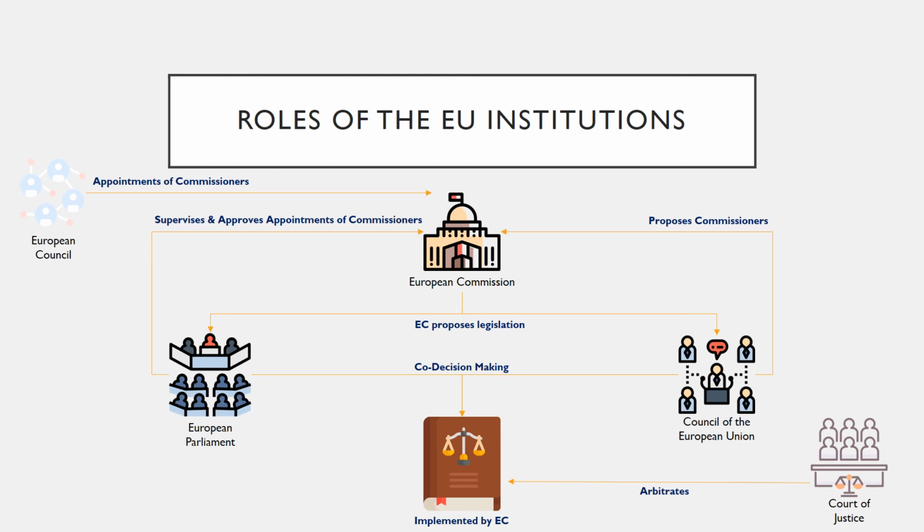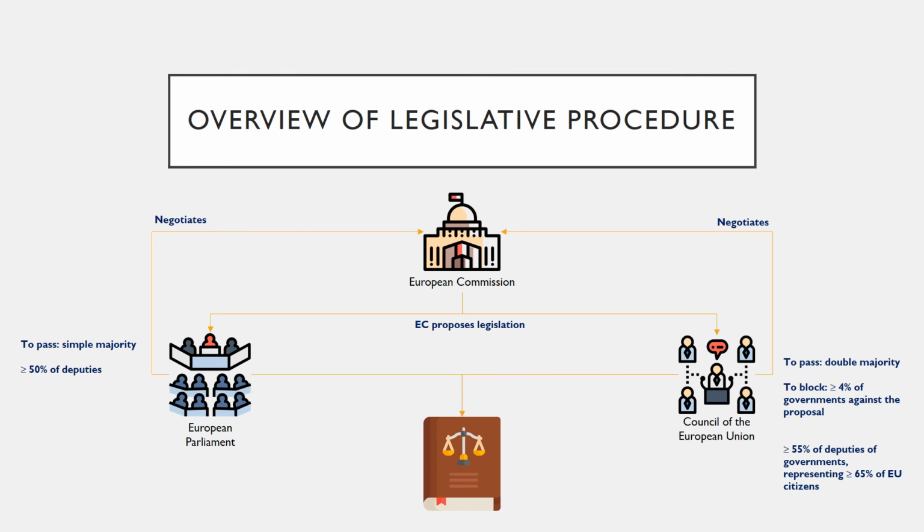The Council of the European Union proposes commissioners, and then the European Council appoints the commissioners, once approved by the European Parliament. The European Parliament supervises, that is, holds accountable, the European Commission. The European Parliament approves appointments for commissioners made by the Council. A quick note on what it takes to pass legislation.